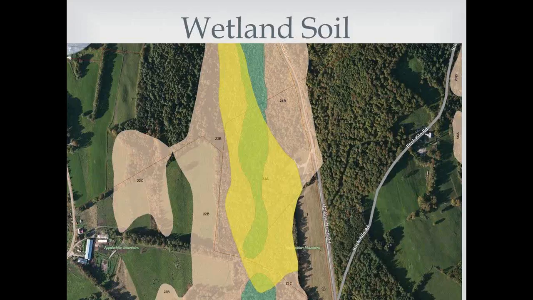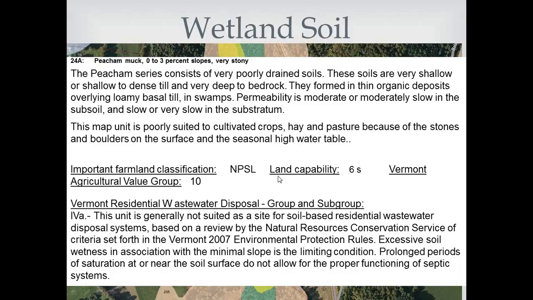The brown is the mapped hydric soil. The green in the middle is the Vermont Significant Wetland Inventory map, and this is highlighted. The yellow is a highlighted hydric soil, and so when you pull that up, you'll find information about what that soil is. This one in particular is a peat and muck, and it gives you a really good description.